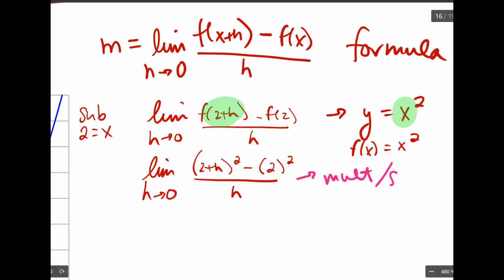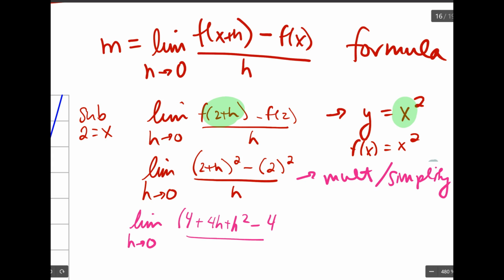I'm going to multiply and simplify, taking the limit as h approaches 0. So 2 plus h, FOIL it out. It's going to be 4 plus 4h plus h squared, minus 2 squared, which is 4, all over h.